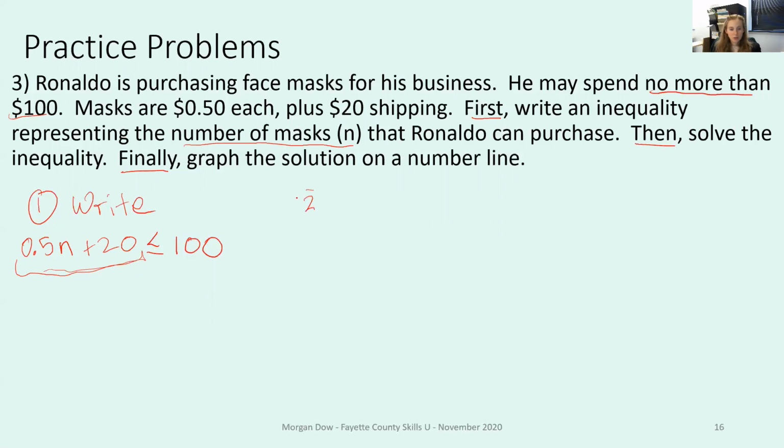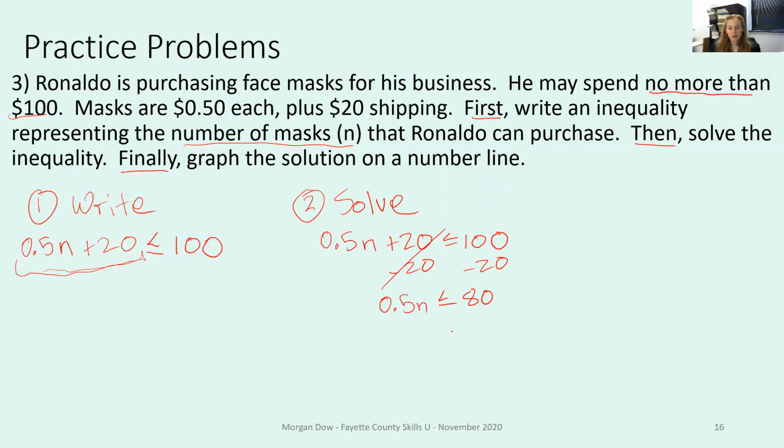So now we're on to step 2 here where we solve. So 0.5 times n, or 50 cents times n, plus $20, less than or equal to $100. So first thing I'm going to do, cancel out that addition. Same thing to both sides. 100 minus 20 is 80, and we've got 50 cents times n over here. Now I want to cancel out that multiplication with division. Same thing to both sides.